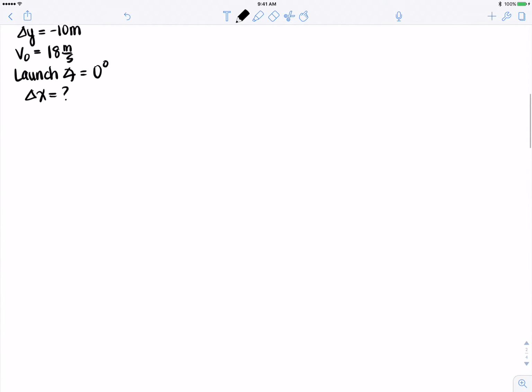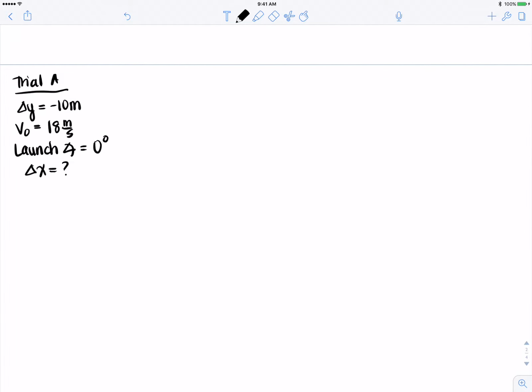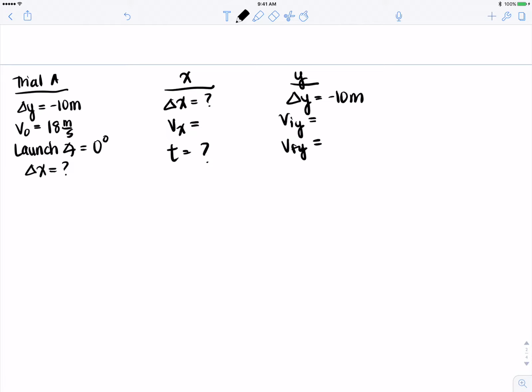So back up to our first lab question. Let's organize the data that we have in terms of x and y. In the x direction, we're looking for delta x. We don't know v sub x just yet, and we don't know t. In the y direction, delta y is negative 10 meters. V sub iy and v sub fy will fill in just a second. Acceleration in the y is negative 10 meters per second squared due to gravity. And we don't know t.